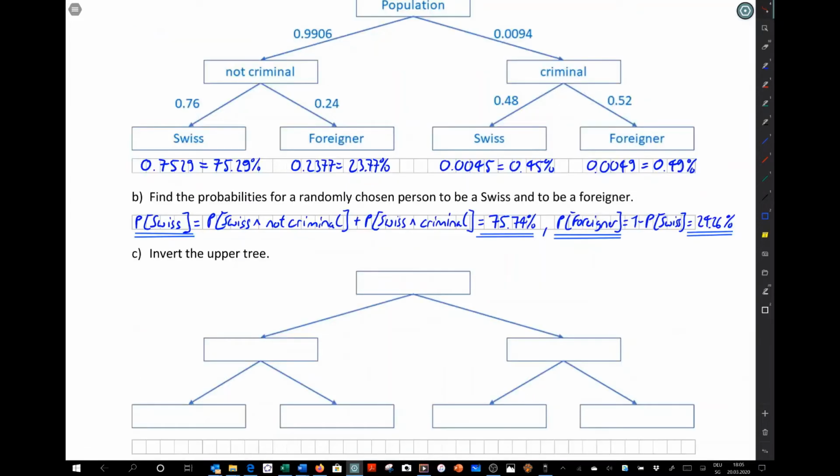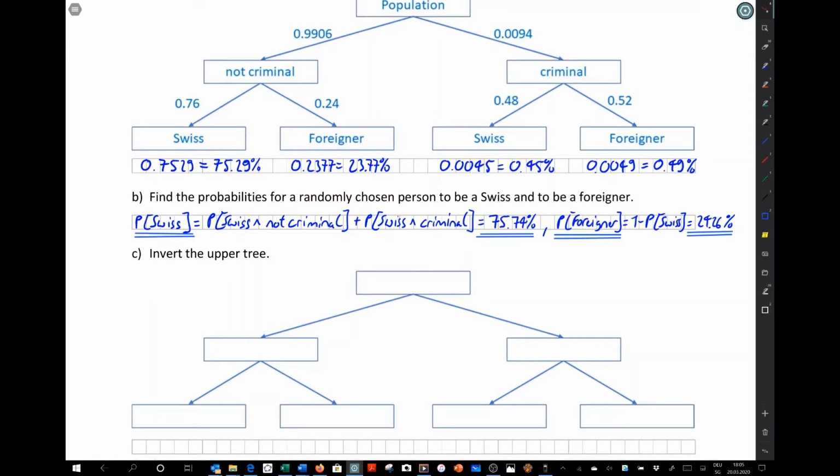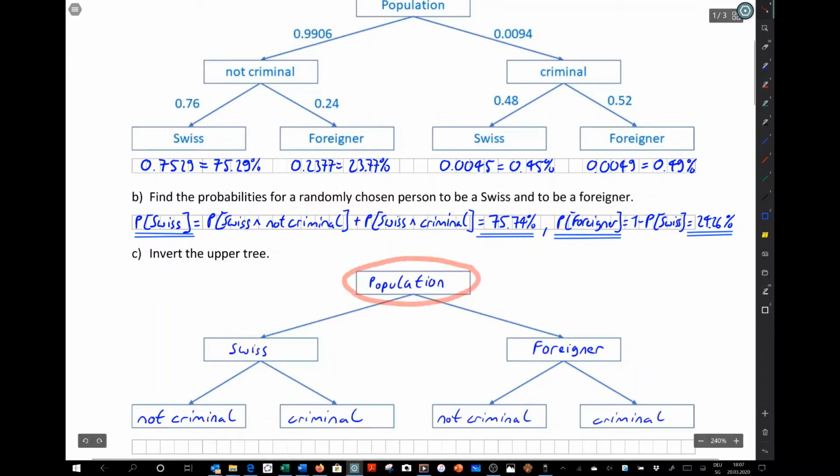The next task is to invert this upper tree here. And by inverting, we mean switch the first level and the second level of the tree. So think for a moment what this means, what we have to fill in into all these empty boxes. Stop the film for a moment. And here comes the result. The starting node is still the population, and then the first level is Swiss and foreigner, and then on the next level we have not criminal and criminal for the Swiss and for the foreigner separately.